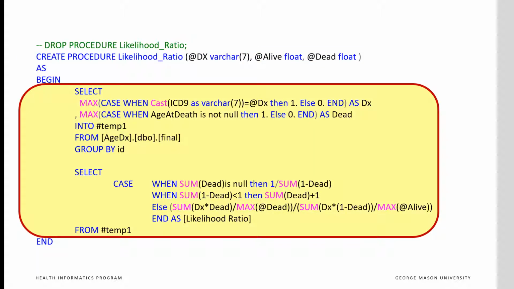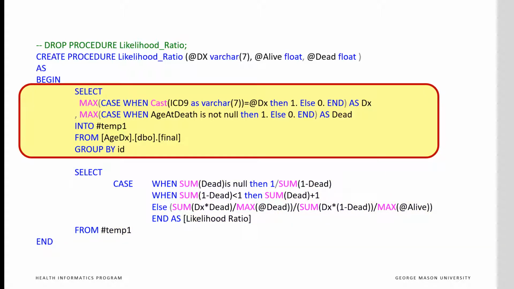This section is the execution code. During this section, the computer calculates the likelihood ratio for the diagnosis code used to call the procedure. It reads the data from permanent table file in AgeDX database. For each unique person, it calculates if the patient has the diagnosis or does not. It also calculates if the patient is dead or alive. It puts these data in temporary file 1. Notice that repeated calls to the procedure does not require us to drop the temporary file as each call causes all temporary files to drop.